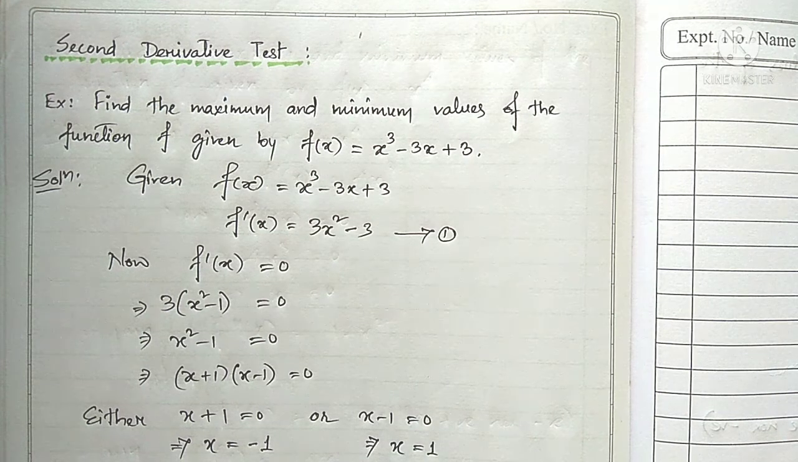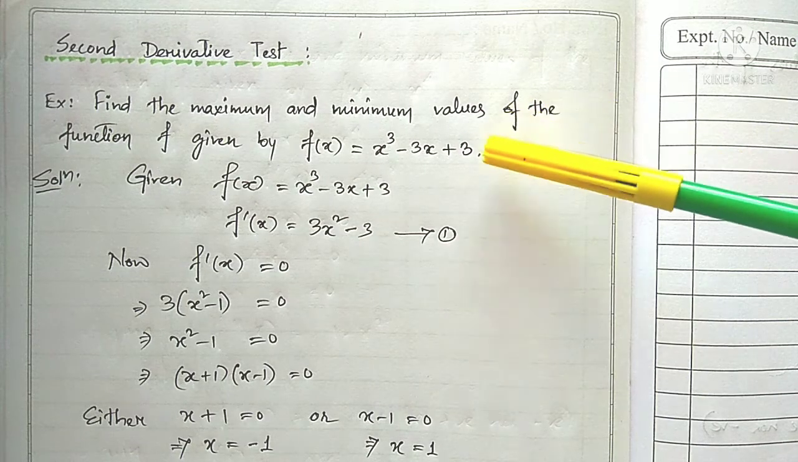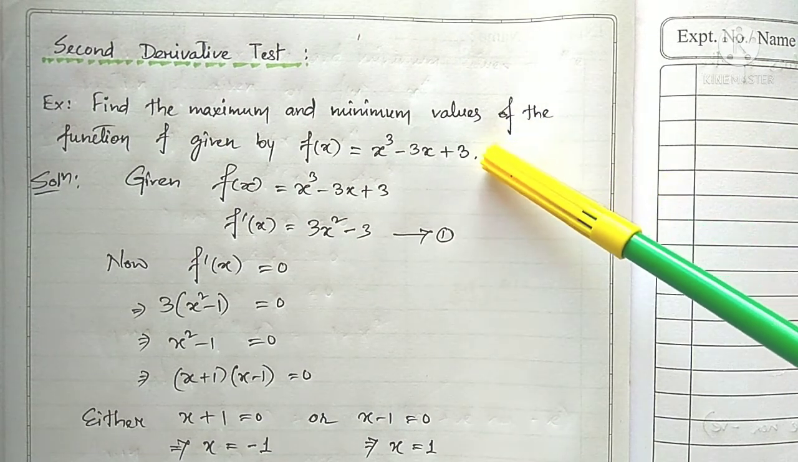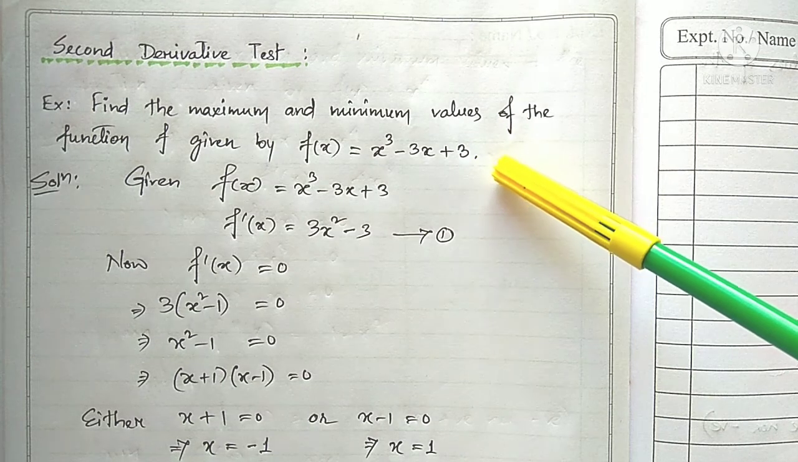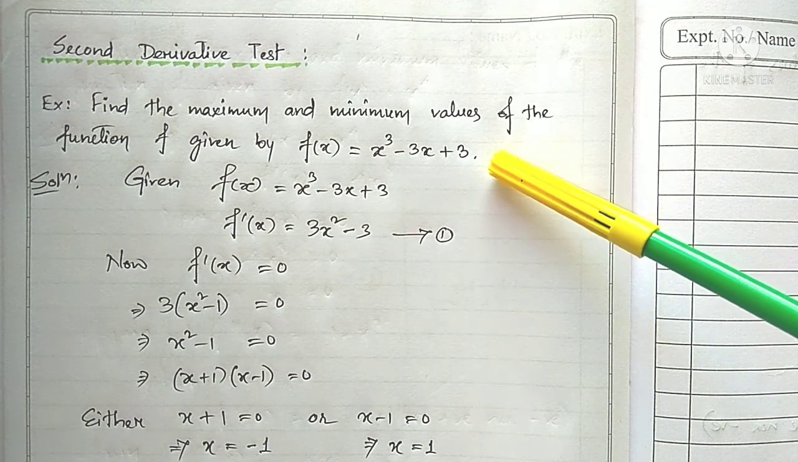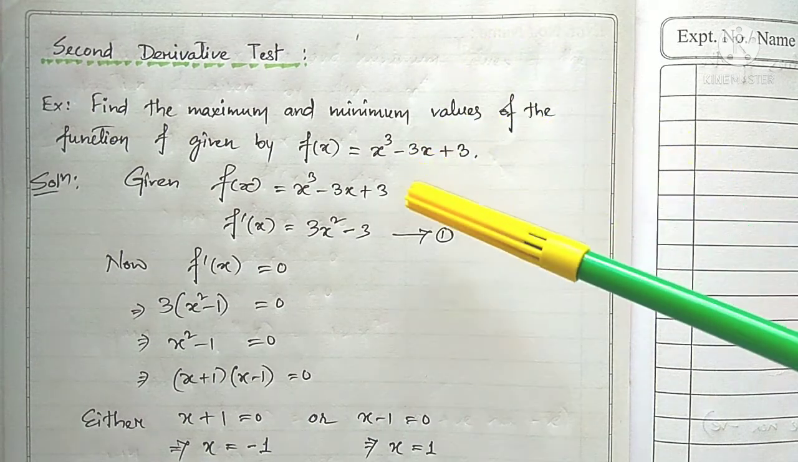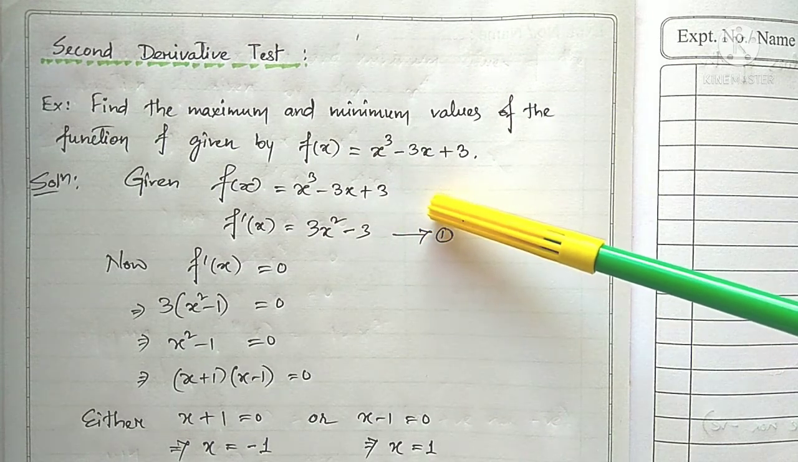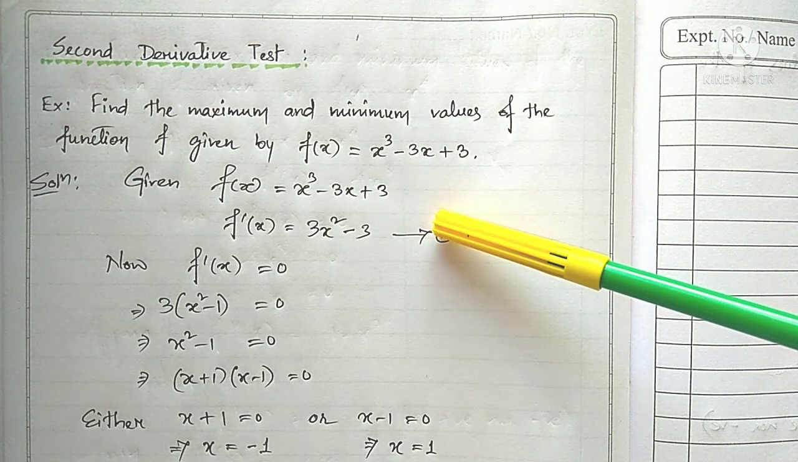In this question, we have to find the maximum and minimum values, and the function is given as f(x) = x cube minus 3x plus 3. For this, first of all, we consider the function f(x) = x cube minus 3x plus 3, and then we have to differentiate.